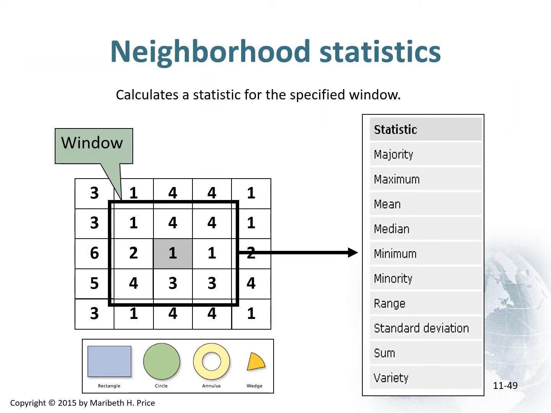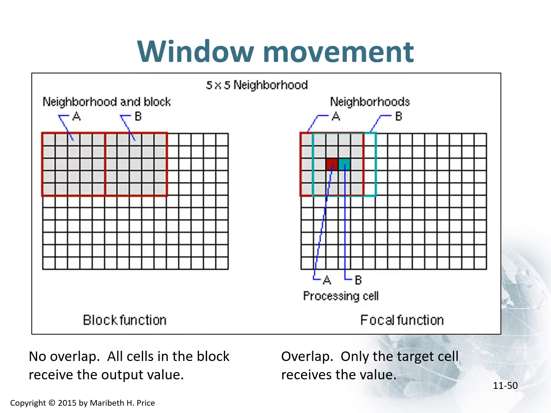I want to talk about neighborhood statistics. Neighborhood statistics are kind of interesting. Basically, it calculates a statistic for a specific window, and there are different types of windows. You can use a rectangle, a circle, an annulus, or a wedge. And that defines the area around each cell that is calculated. And then you pick the statistic you want: majority, minimum, maximum, mean, minority, range, sum, standard deviation, whatever it is. It will calculate that statistic for within the area of that box that you specified, or your window.